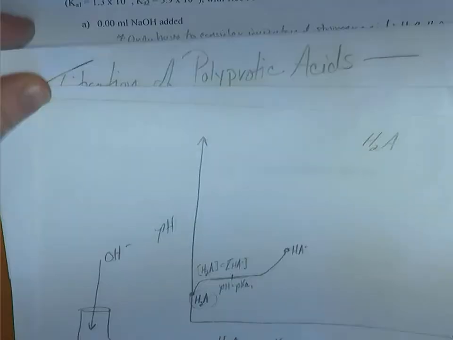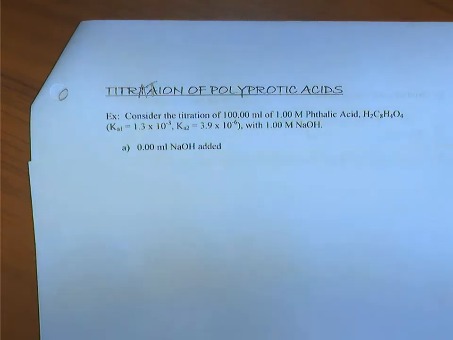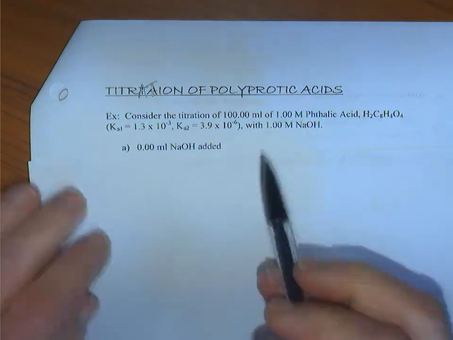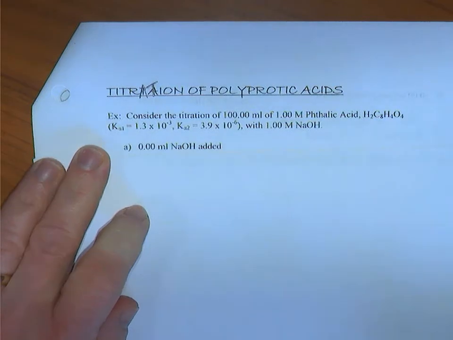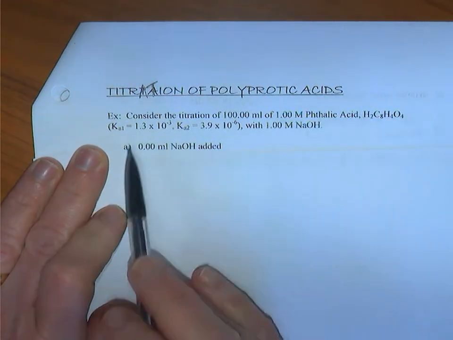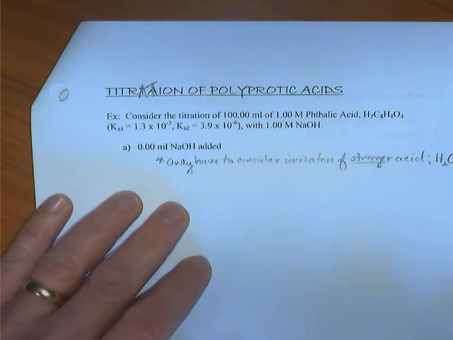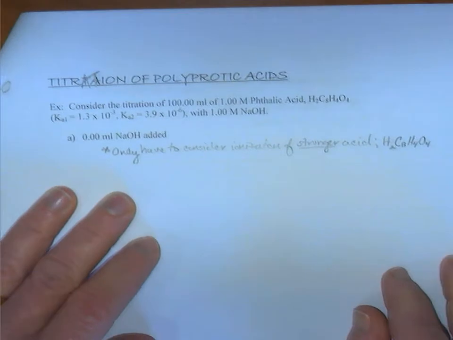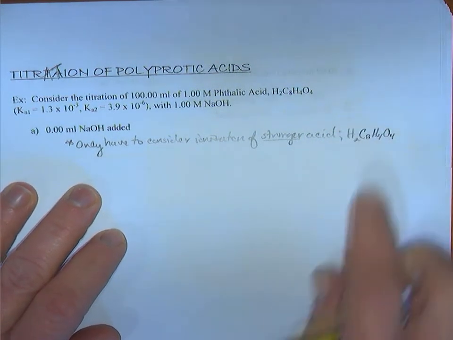All right. So to begin the titration, what I'm asking us to do first, back to our class packet, is we are going to titrate 100 mLs of 1 molar phthalic acid. Here's our Kas, with 1 molar sodium hydroxide. Okay, so what is our starting pH? We have not added any of our titrant, so we only have to consider the first ionization of our stronger acid, which will be the molecular form.